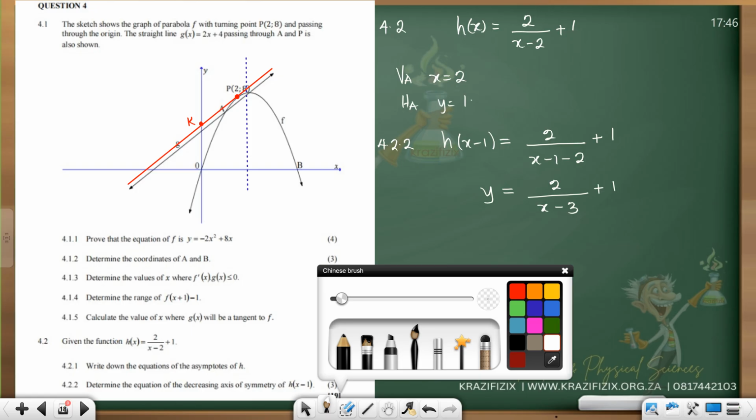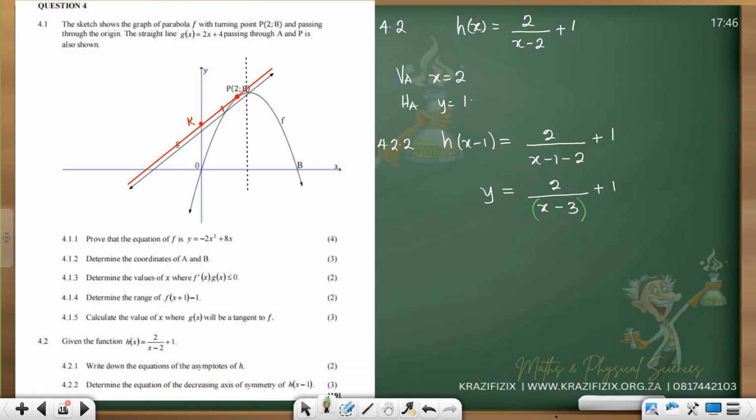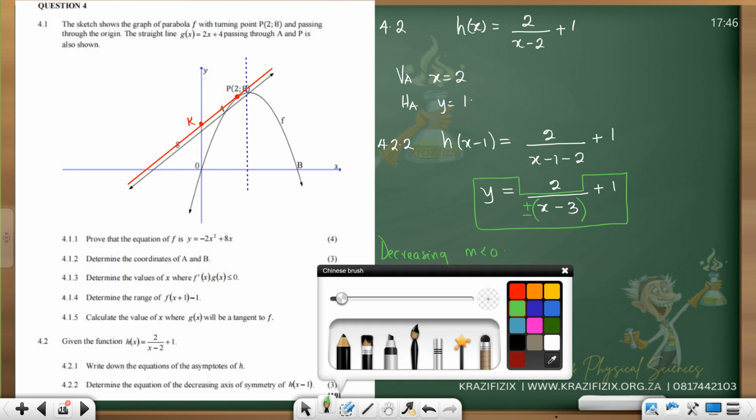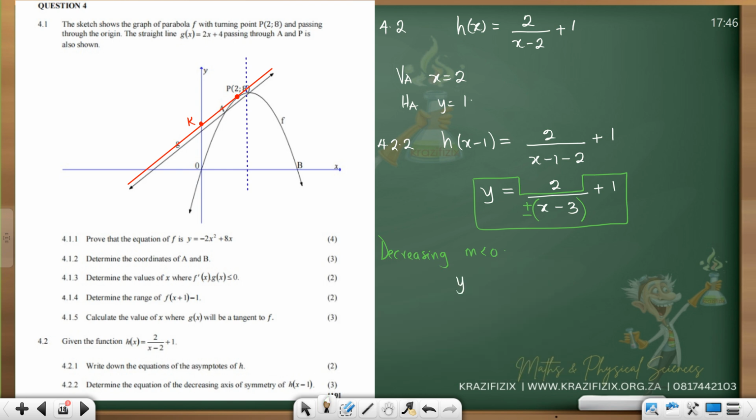How do we write a decreasing? I hope you guys remember. Plus or minus. And we cut out the a. If the examiner says decreasing, it means my gradient is less than 0. So what is my y? We take the negative 1. So we have negative x plus 3 plus 1.